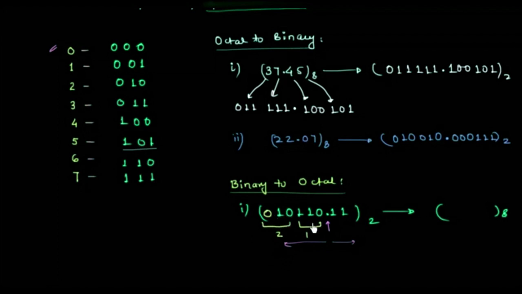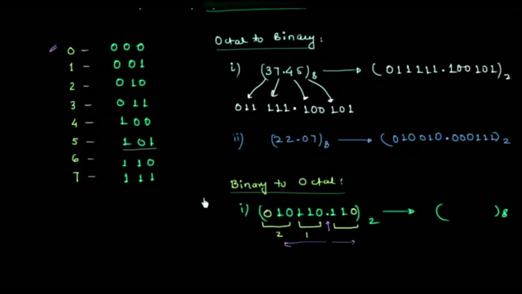We have group of 3 bits, and now we will move to fractional part. We have to start from left and we have to move to right. So the first group for the fractional part will have 110. Adding 0 here will make no change in the number.